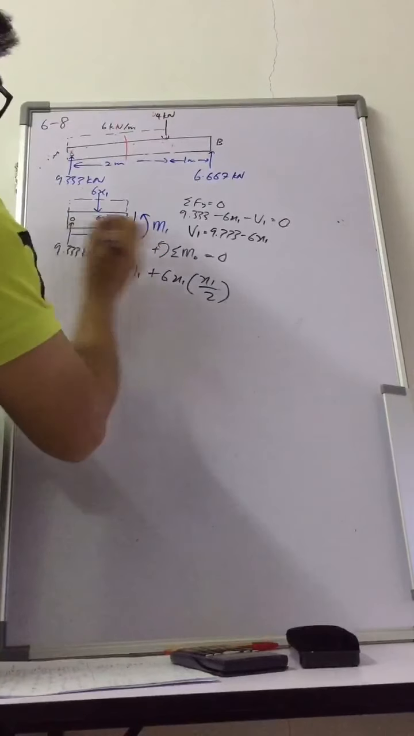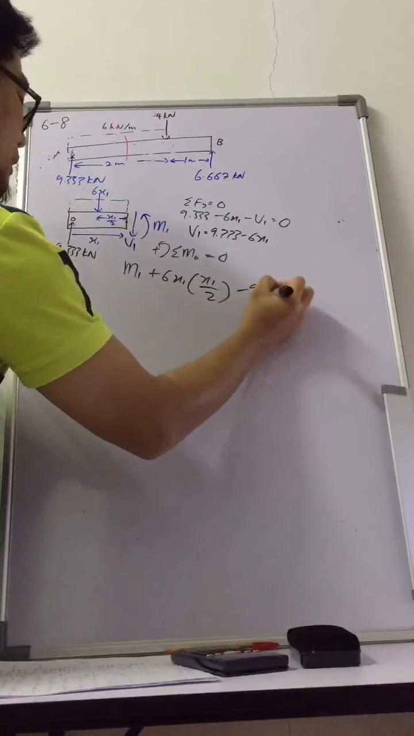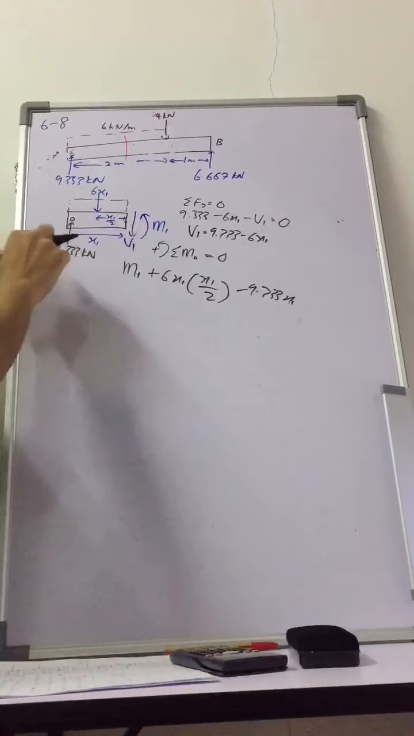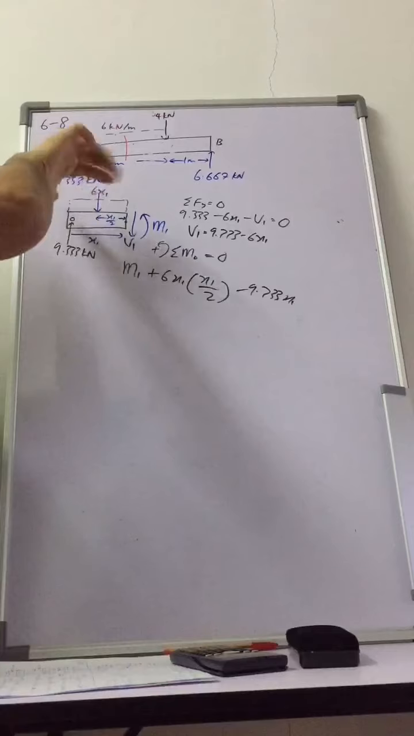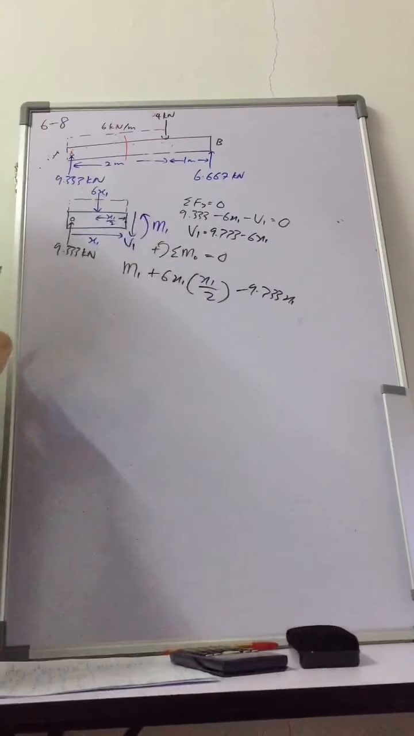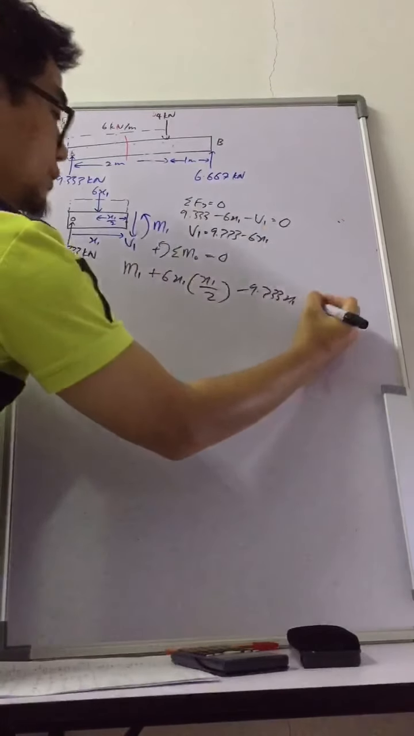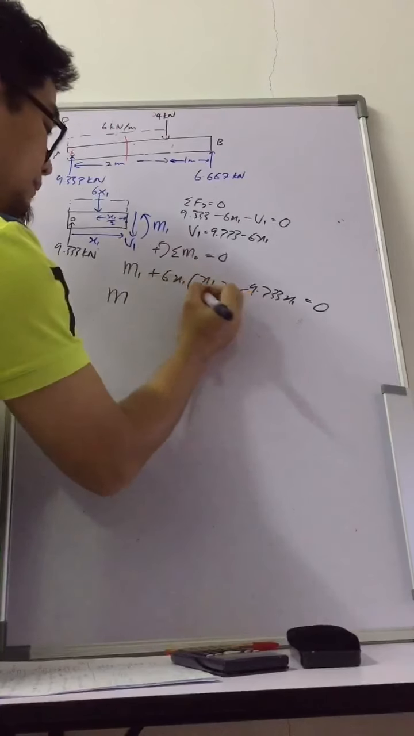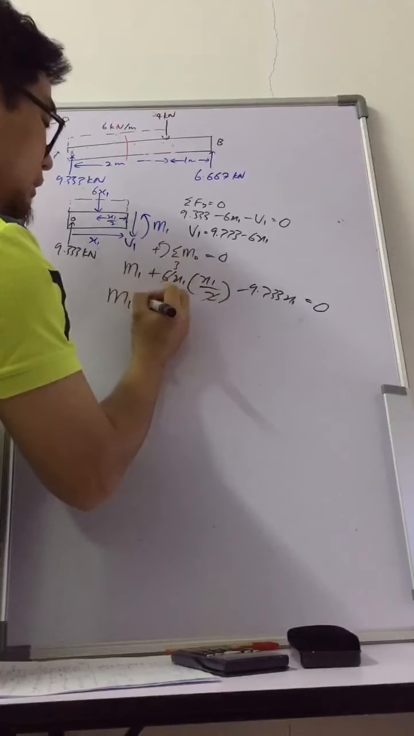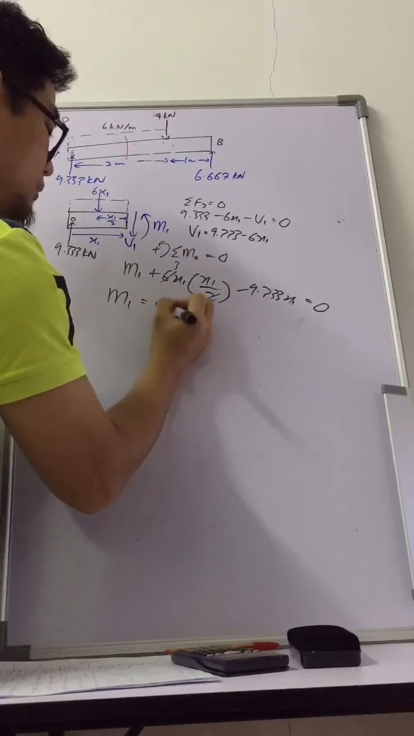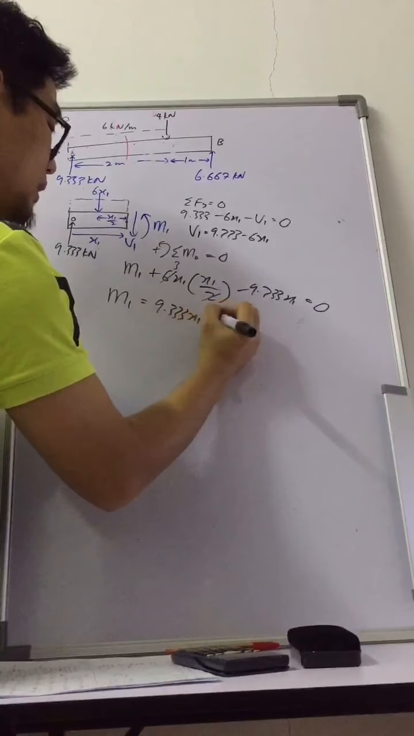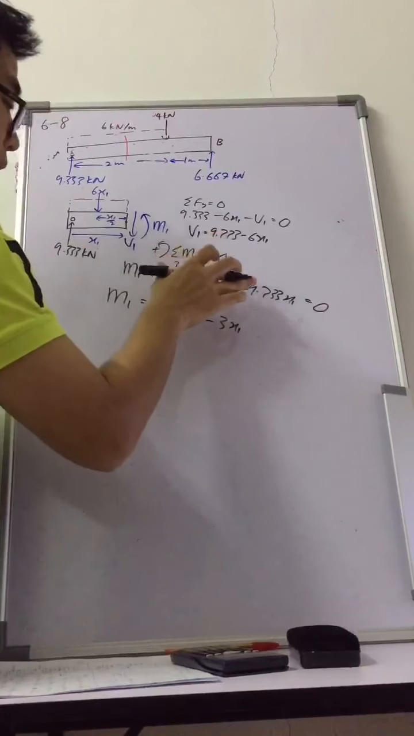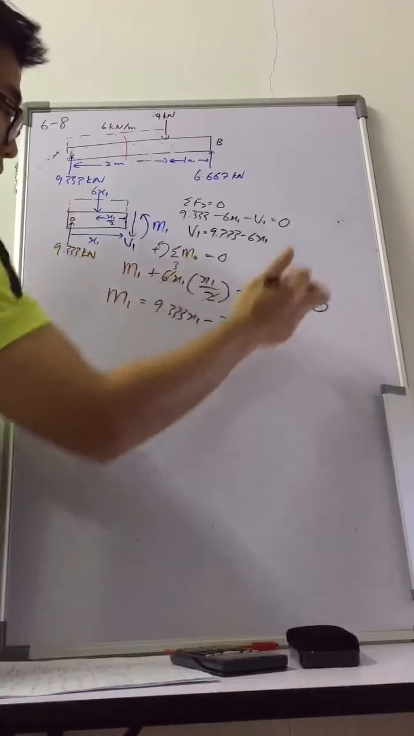And then this 9.33 will be minus 9.33 x1. Why minus? Because this one will cause the other way around from our initial assumption. So do we have anything else? No. So equals to 0. So we have 3. So M1 equals 9.333 x1 minus 3x1 squared. So I brought these two to the other side.